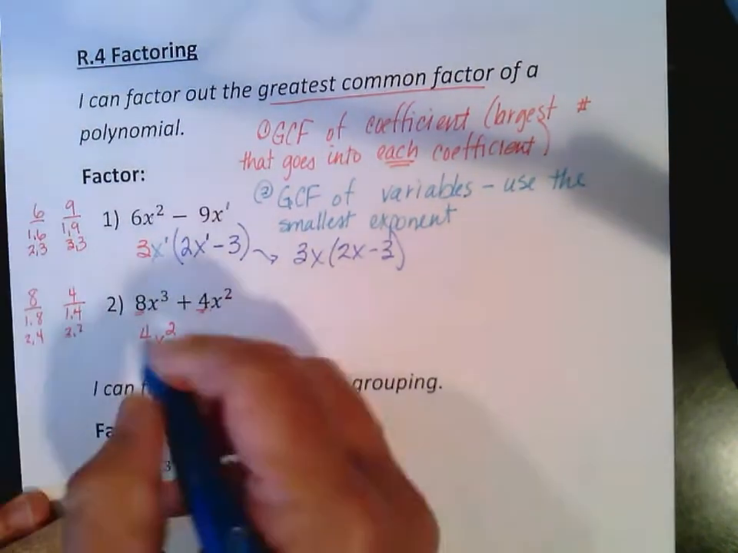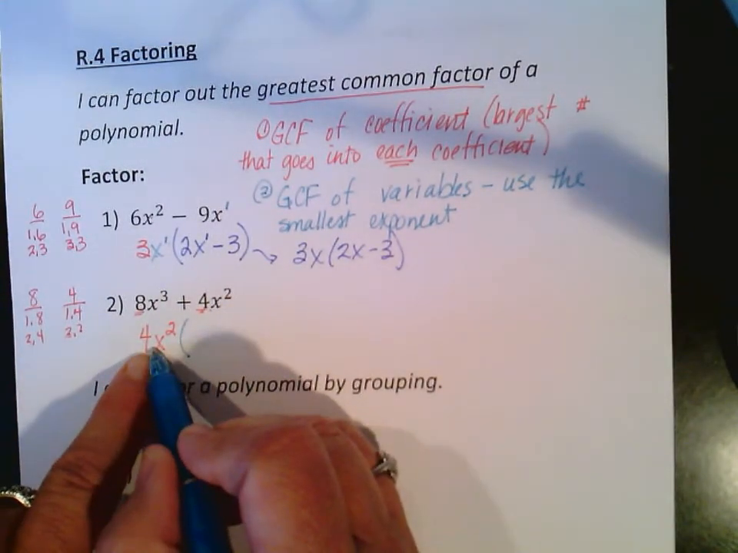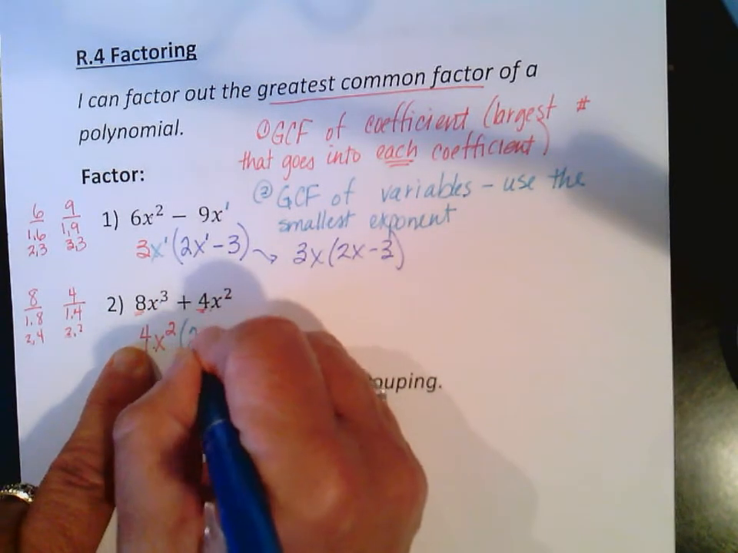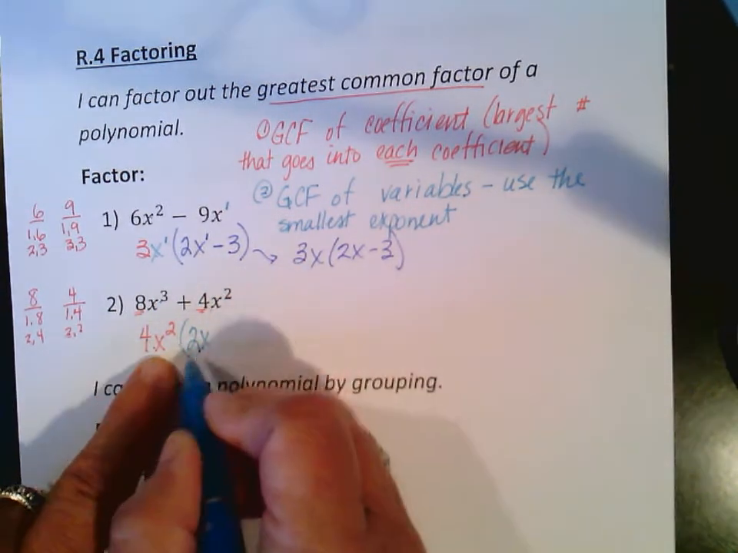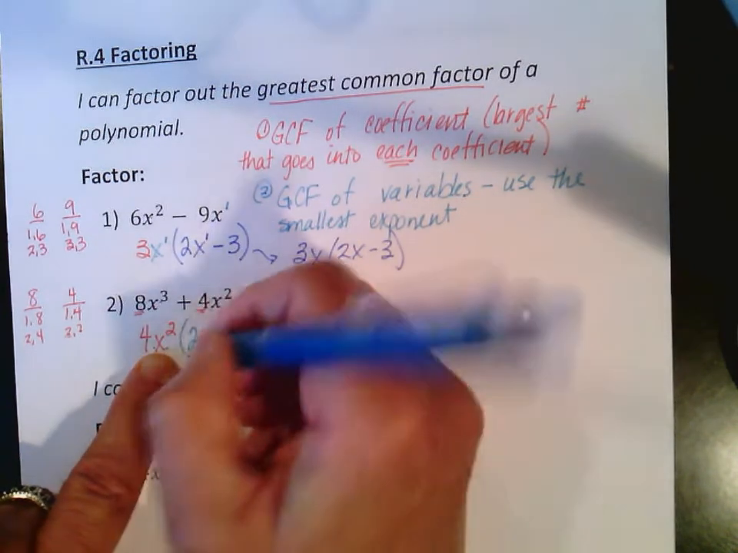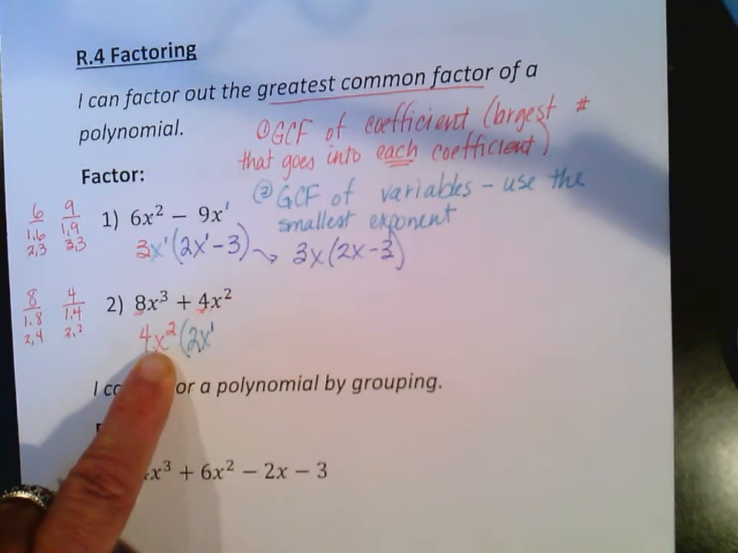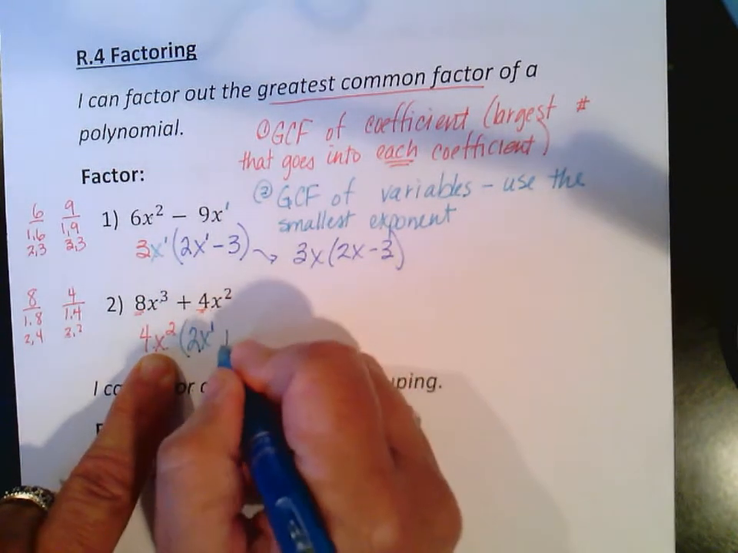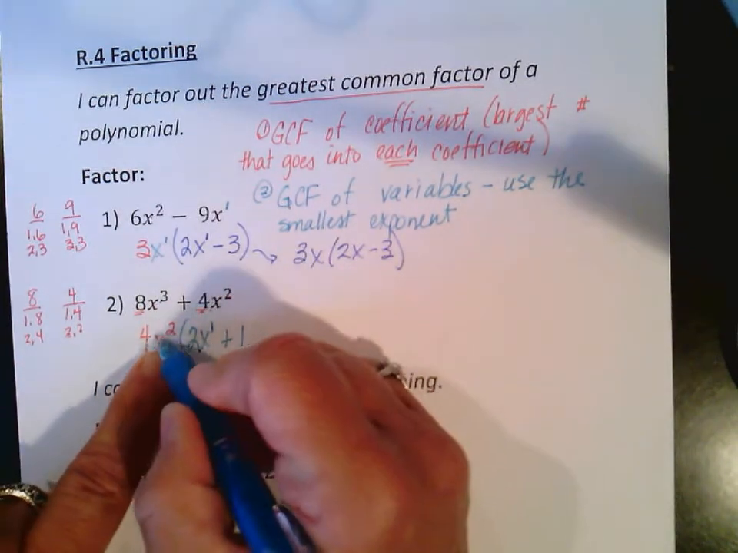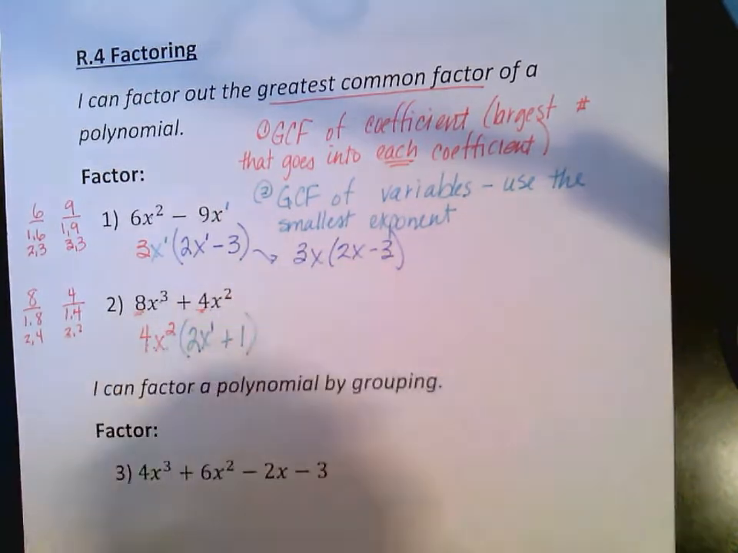Now, to figure out what goes inside the parentheses, what do I multiply times 4x squared to get 8x to the third? Well, what times 4 gives me 8? That would be 2. And what times x squared gives me x to the third? Remember, when we multiply variables, we add the exponents. So I had 2, I need one more to make 3. Then over here, what times 4 gives me 4? Well, that would be 1. And what times x squared gives me x squared? That would be 1, because I already have all the x's I need. So that's just going to be 2x plus 1.